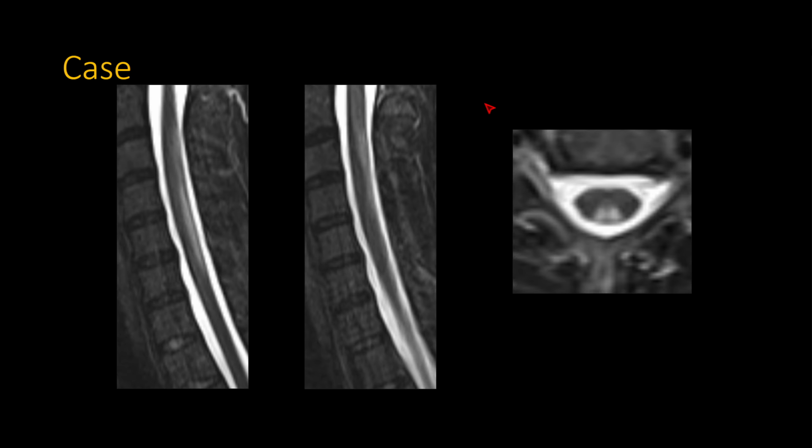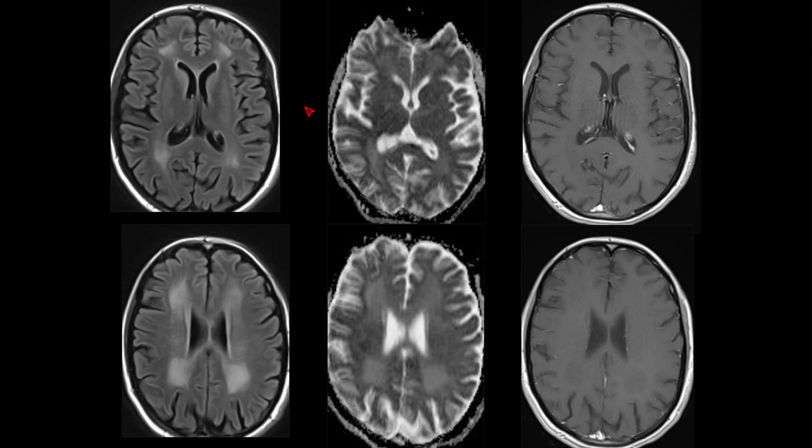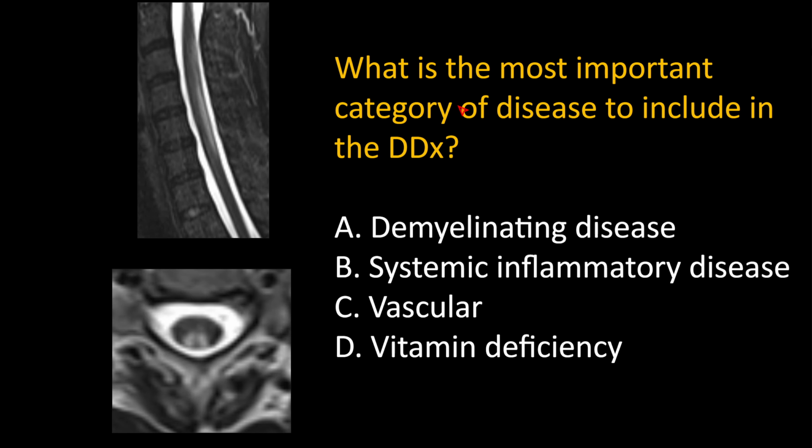So shifting gears, I'm going to show an unknown case here. Here we have another longitudinally extensive case of myelitis with pretty pronounced symmetric involvement of the dorsal columns. Here's a brain MRI from that same patient showing very pronounced symmetric periventricular and confluent white matter hyperintensity, no diffusion restriction or enhancement. So when you see a case like that, the question is, what is the most important category of disease to include in the differential diagnosis?